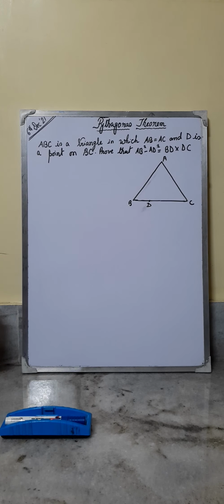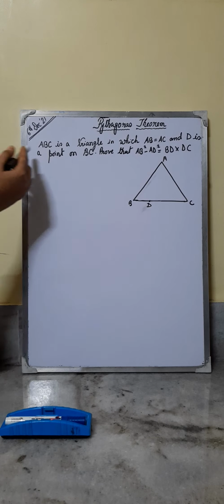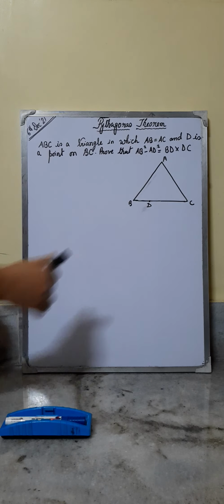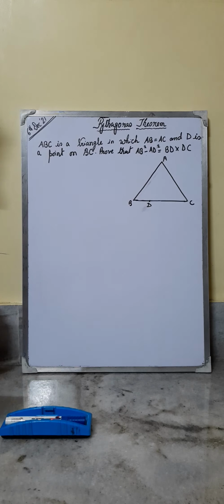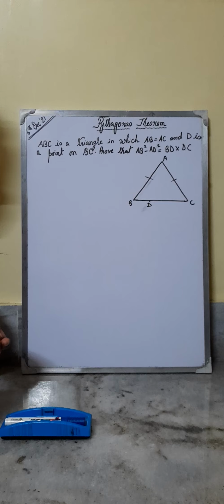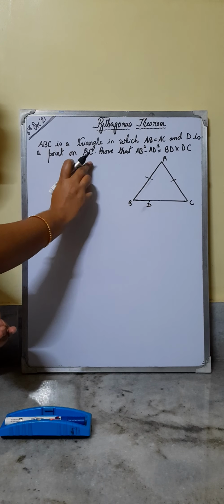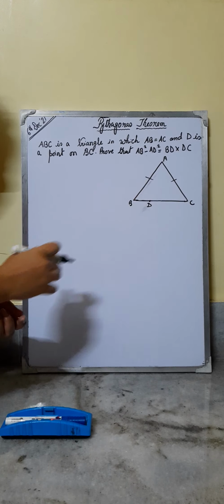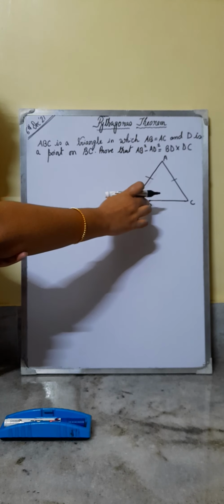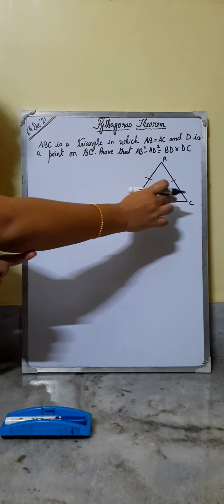See, a question is given. ABC is a triangle in which AB equals AC. Now D is a point on BC. Prove that AB square minus AD square equals BD into DC.